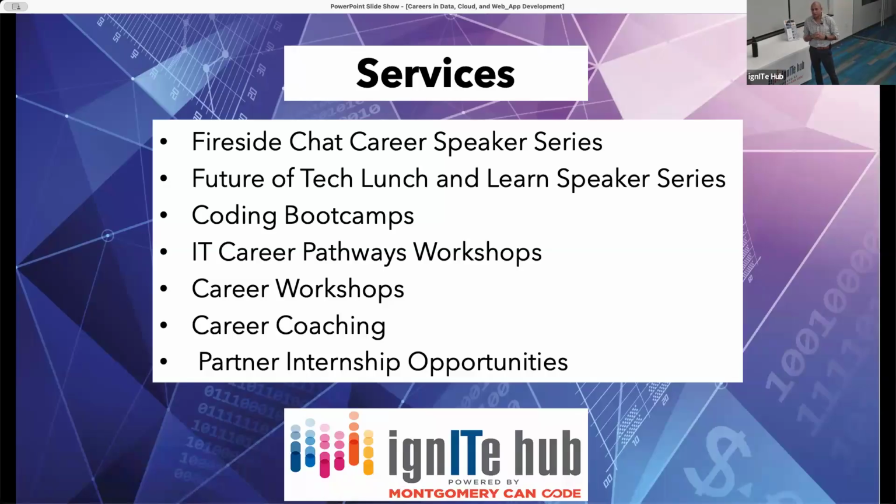Our Future of Tech Launch and Learn talks about specific technologies that we are using, cutting edge technologies, but not just the technologies themselves, but rather the application and why they are important, how they are being applied, and how they are changing the community, the world, the country, etc.